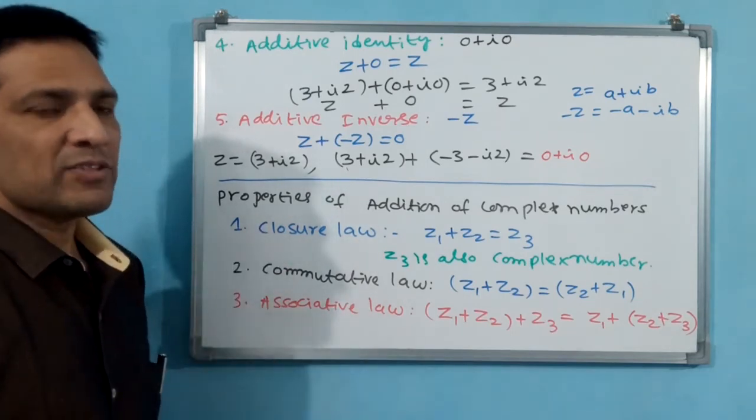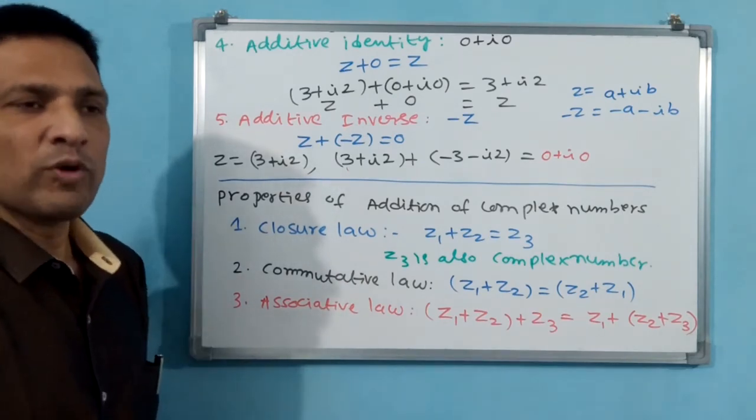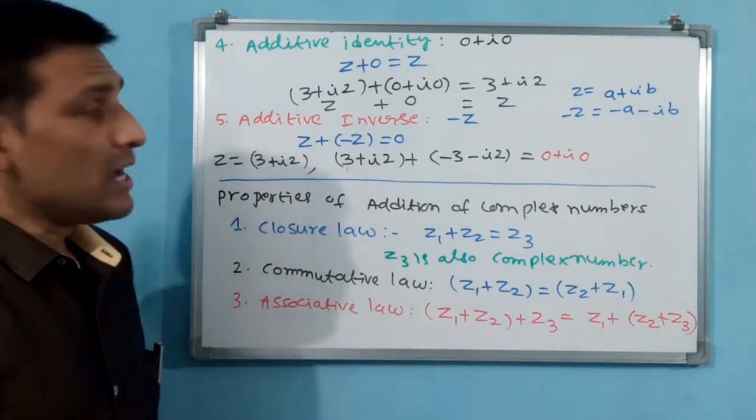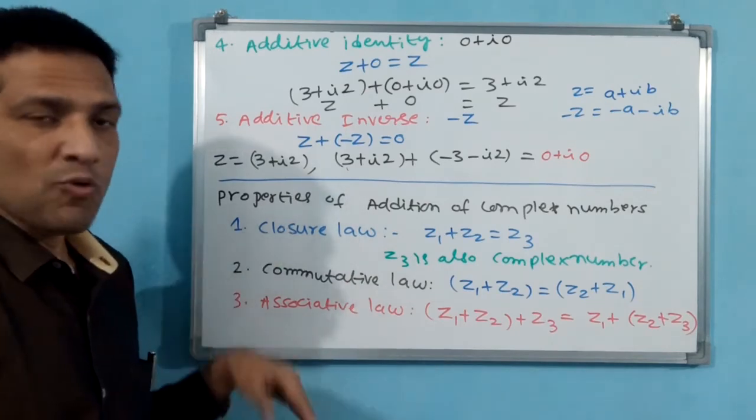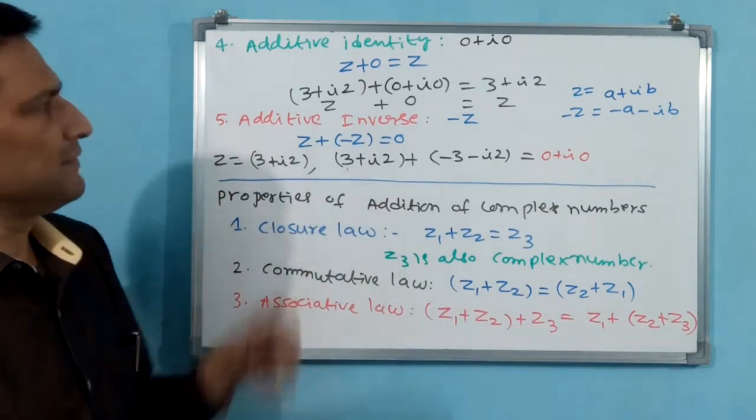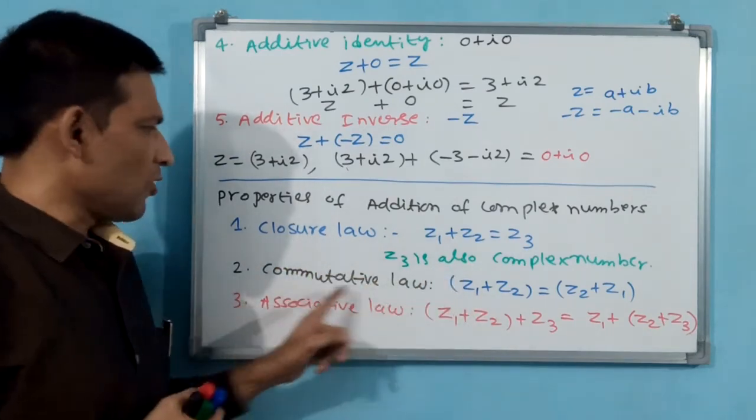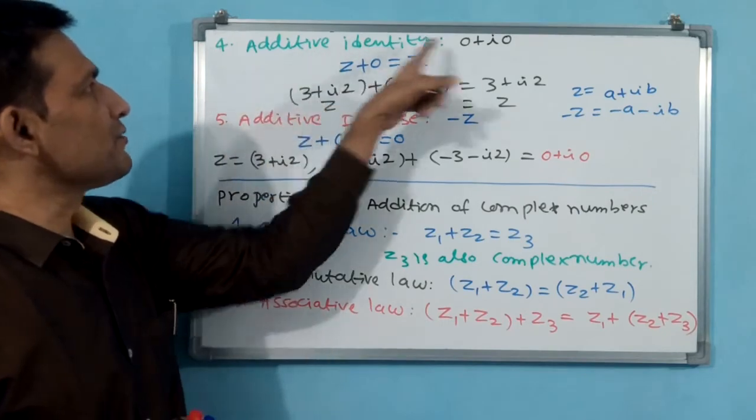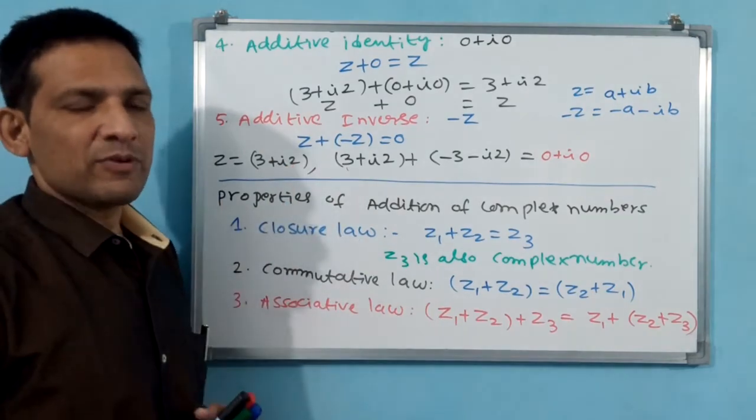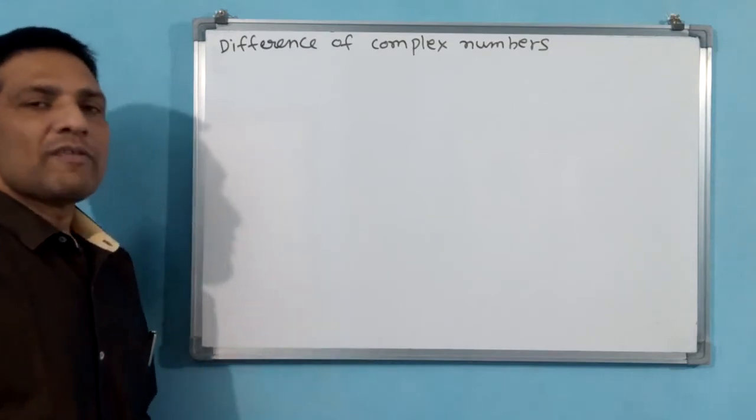Now we see the difference of complex numbers also. We learn only the difference of complex numbers, and we don't learn properties of the difference. Okay, let us see difference also. Why? Because we have known addition, how to add two complex numbers, and we have seen practically with one example. I can say one example is enough for addition. We have seen closure law, commutative law, associative law, additive identity, and additive inverse also. These are all properties for addition of complex numbers. Let us see difference of complex numbers also.